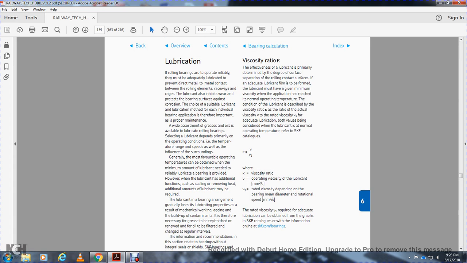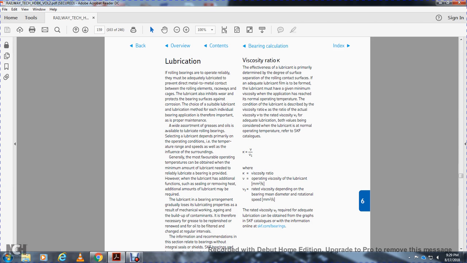Lubrication. If the rolling bearing is operated with reliably adequate lubrication, direct metal contact between the rolling elements is avoided, and the lubricant also protects the bearing surfaces against corrosion. Suitable lubrication is needed for each individual bearing application. Grease or oil is available to lubricate the rolling bearing. Selecting the lubricant depends primarily on the operating conditions, temperature range and speed, as well as the influence of the surroundings. Generally, the most favorable operating temperature is attained with a minimum amount of lubricant needed for reliable lubrication.